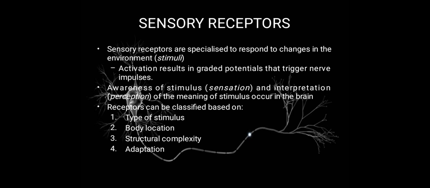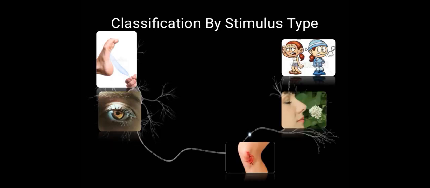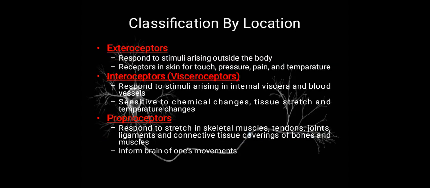Then receptors can be classified based on type of stimulus, body location, structural complexity, and adaptation. Classification by stimulus type. Classification by location. Exteroceptors respond to stimuli arising outside the body. Receptors in skin for touch, pressure, pain, and temperature.